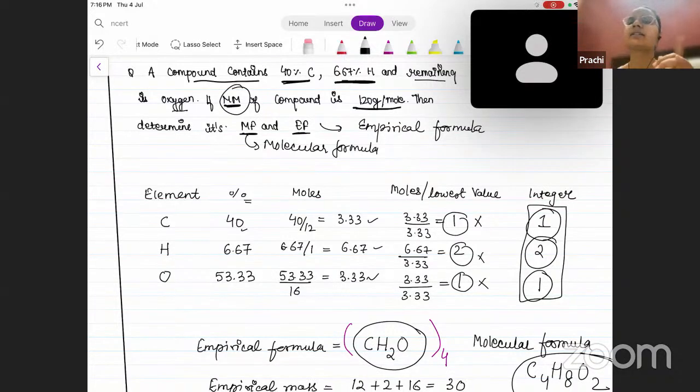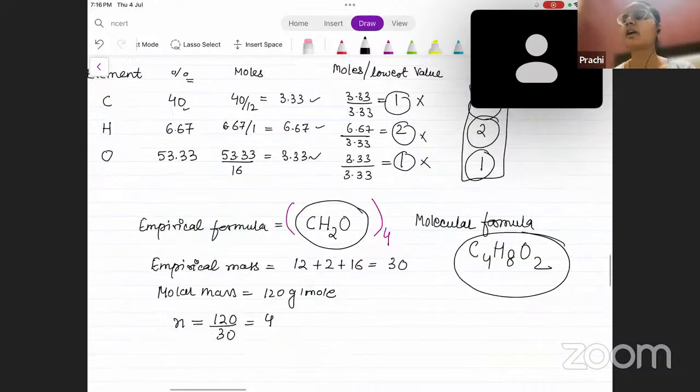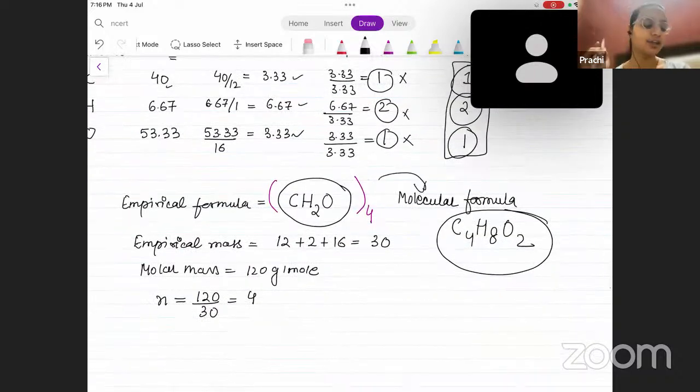That is, first, if you know the percentage, find out the moles, divide the moles by the lowest value, and then find out the integer value. From there, you will get the empirical formula, and then in the numerical you will be given the molar mass, divided by the empirical mass, and that way eventually you will find out the molecular formula. You have to follow the same procedure.